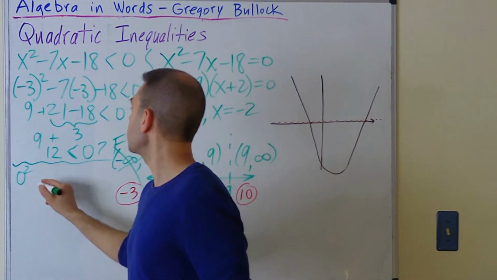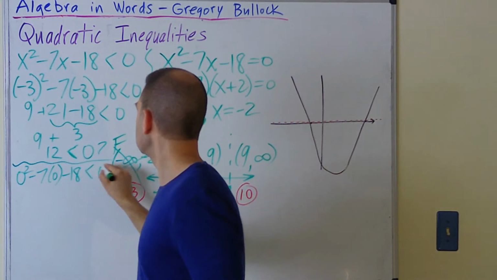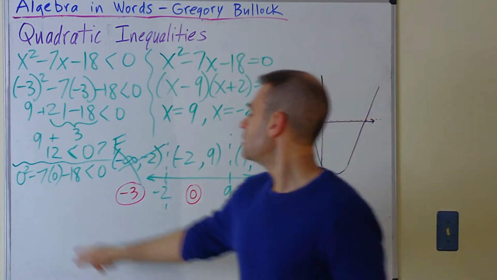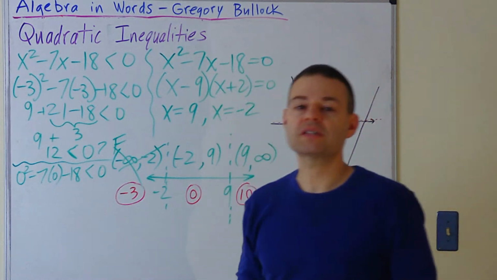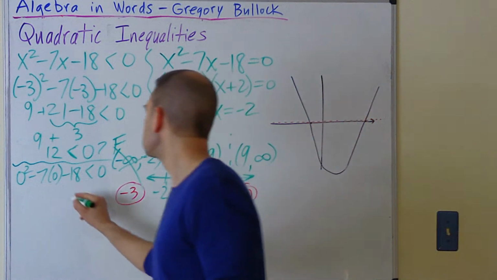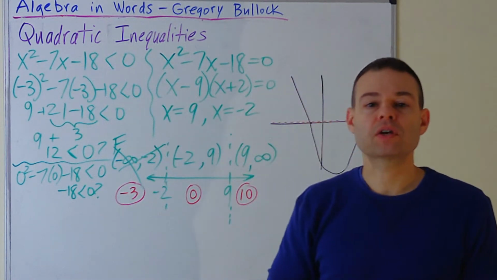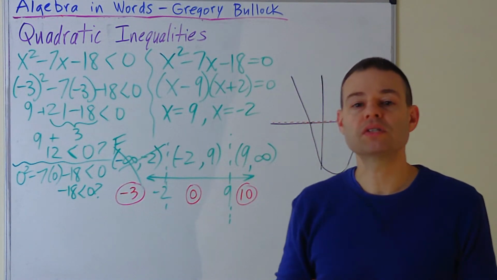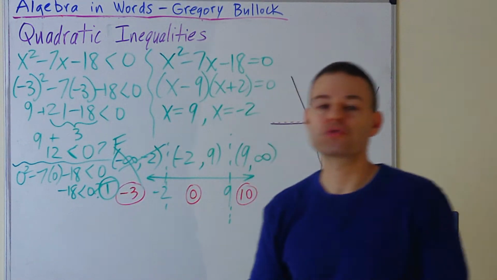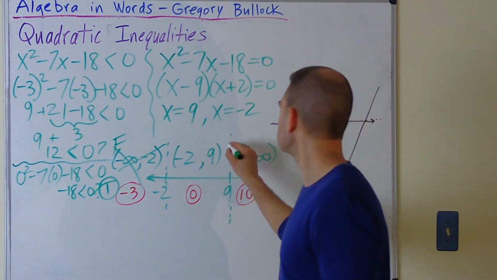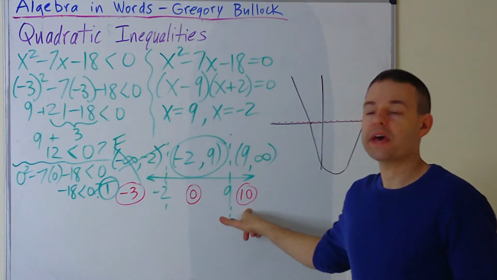0 in for x: 0 squared minus 7 times 0 minus 18 is less than 0. 0 squared is 0. Negative 7 times 0 is 0, leaving just negative 18 is less than 0. And that's a question mark. Is negative 18 less than 0? Yes, that's a true statement. So let's say true. True means keep that region. So I circled it. And now we're going to test 10.